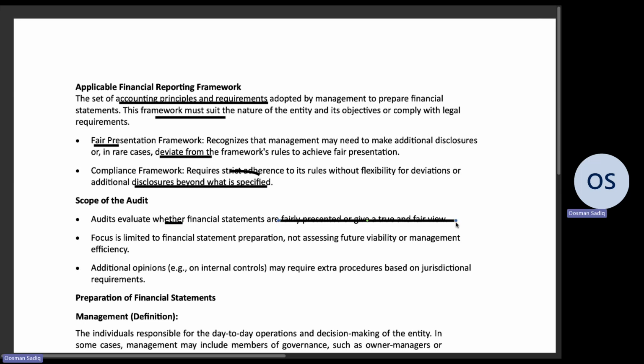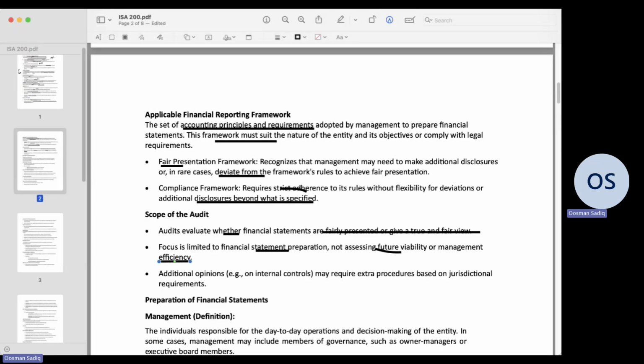Okay. Now I'm going to quickly show you an example. Just give me a minute. The focus is limited to the financial statement preparation, not assessing future viability or management efficiency. Okay. You're not saying that today this company's product is this, tomorrow it will go up. No, you're not doing any predictions or anything. You're just talking about what the financial data tells you. Okay. Now, opinions on internal control may require extra procedures based on jurisdiction. So that is a separate issue.